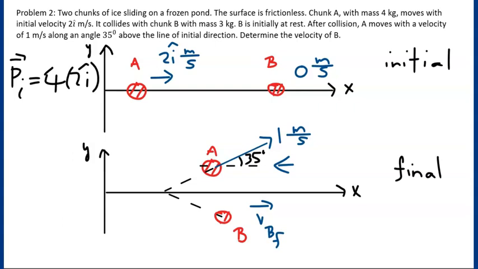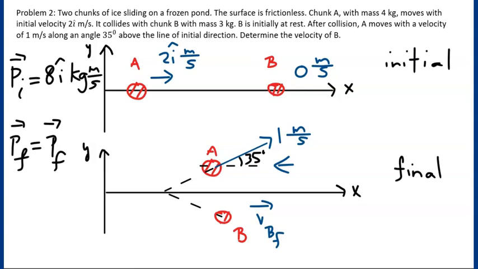B is not moving, so the initial momentum of the system is quite simply 8 i hat kg meter per second. Now let's do the final momentum of the system. The final momentum of the system is the final momentum of object A plus the final momentum of object B. So let's calculate the final momentum of object A.